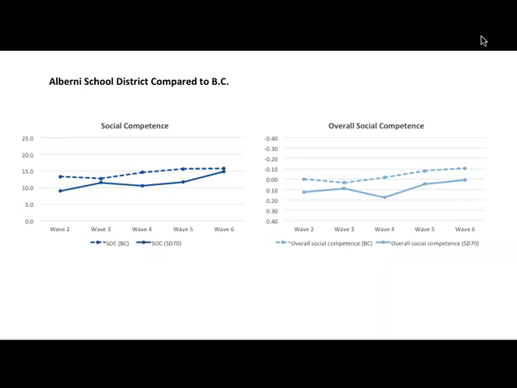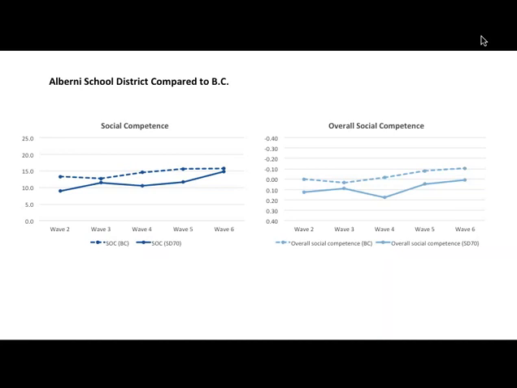The dotted line is always the province, and the solid line is always the school district that we're using for comparison here. And what you see in the overall social competence scale is that the solid line is always a little lower over time than the provincial line. So Port Alberni, although it has been getting worse over time, started off better than the province. And if anything, by wave 6, it's kind of caught up to the province. But generally, it started off quite a bit lower. Maybe that's a good news, bad news situation. Maybe it was better, and now it's not better anymore.